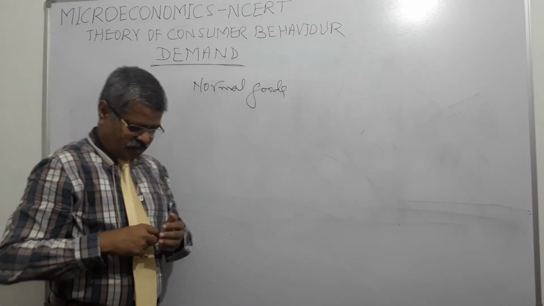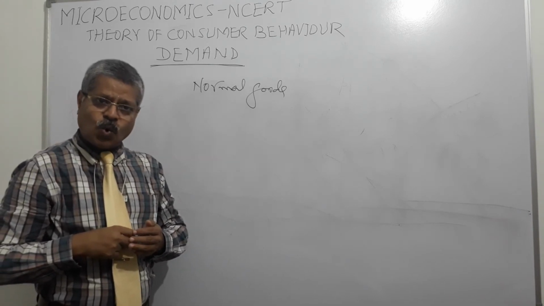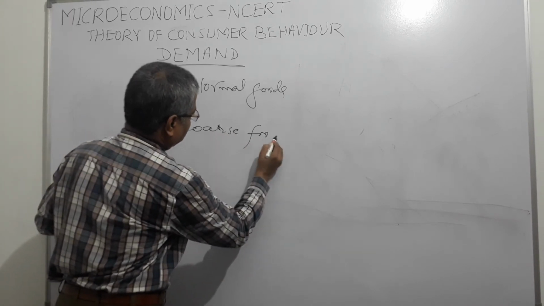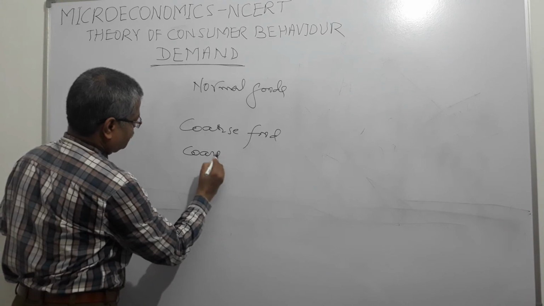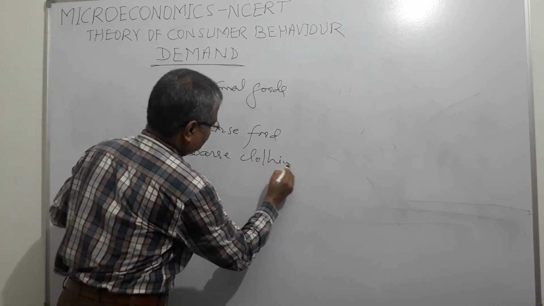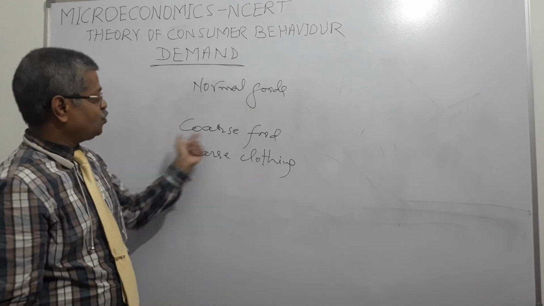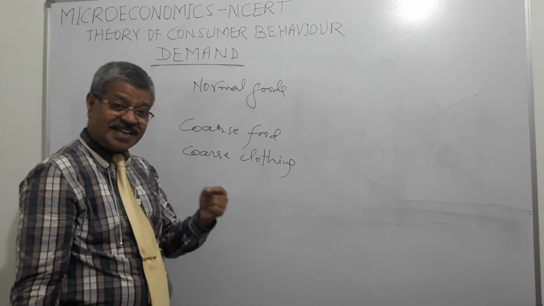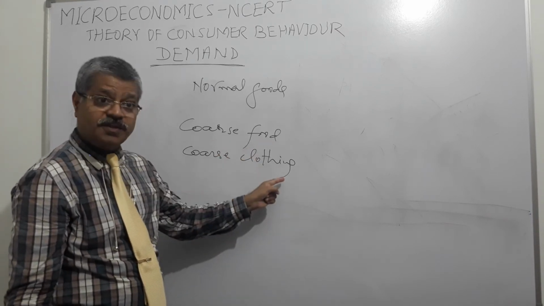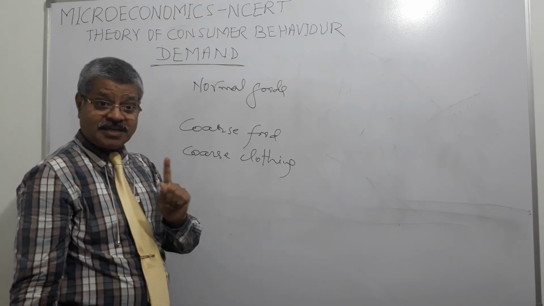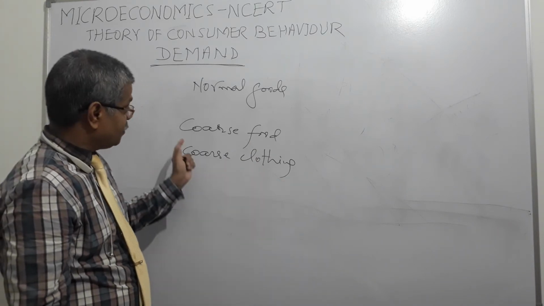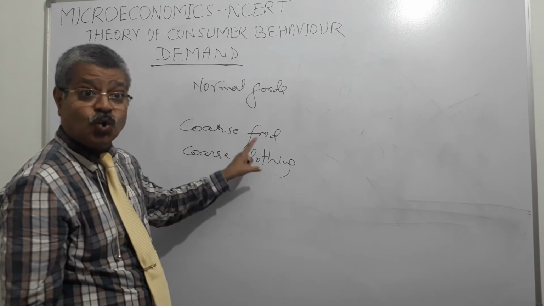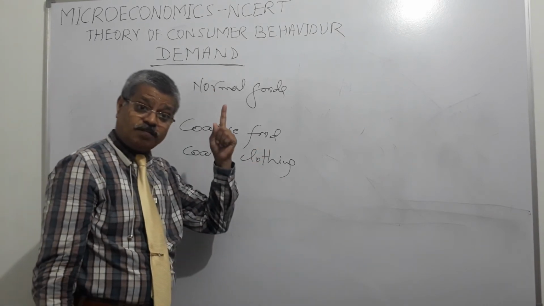Inferior goods, you will see, relate to coarse food or coarse clothing. Suppose my income is very low, so I consume coarse food. Very low, I am talking about very low. So when my income slightly goes up, I tend to consume more of this. There is no direct relationship between the two, right? But when my financial position becomes better, this may not hold true. Once again, that ratio may hold true.